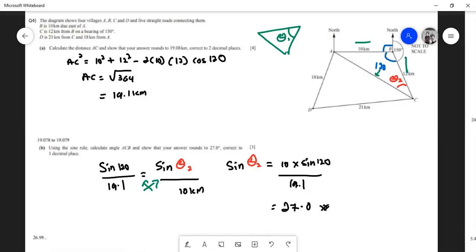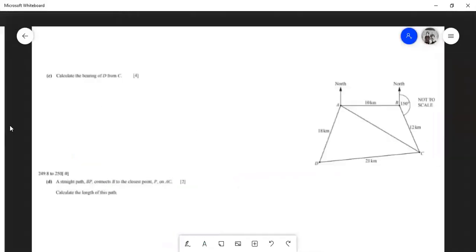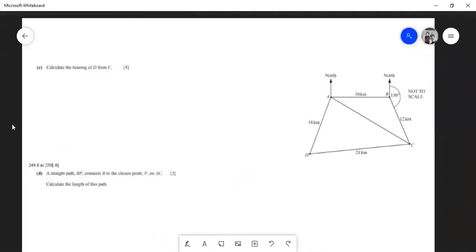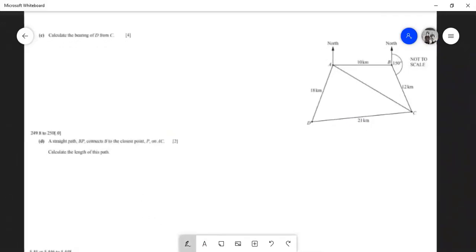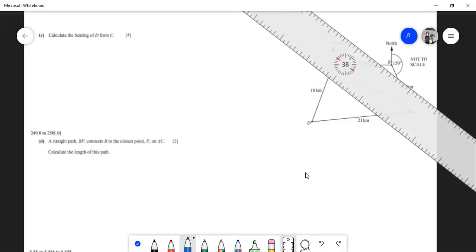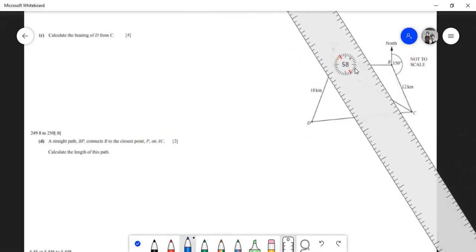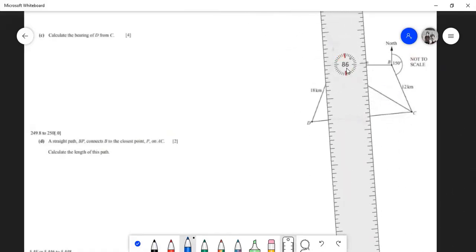We haven't really touched the bearing part yet, so now we will look into a bearing question. Okay, bearing questions can be a bit challenging at times, but of course, you know, right? Now they want you to calculate the bearing of D from C. So they want you to find the bearing of who? Bearing of D from C. So that means I need to draw my north first. If I don't draw my north, I won't be able to do this question.